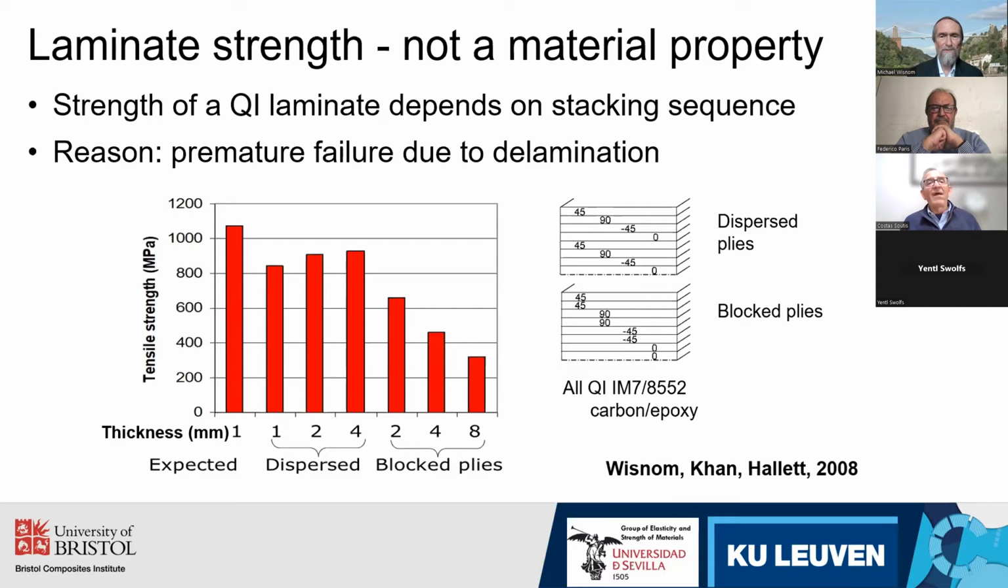The strengths are all different. If you look at the column on the left, it is the expected strength of the quasi-isotropic laminate based on the UD fiber strength and laminate theory. And you can see that none of the laminates actually reach that strength. They all fail prematurely. The left three are the dispersed ply laminates, which get quite close, but they're also failing before the ultimate failure strain of the fibers. And the ones on the right, the block plies, fail particularly early due to delamination. And the thicker the ply block, the earlier the delamination occurs. But even the dispersed plies on the left, which if you look at them initially might not look like delamination control, actually are controlled by premature delamination, which then initiates fiber failure. So laminate strength is not a material property.